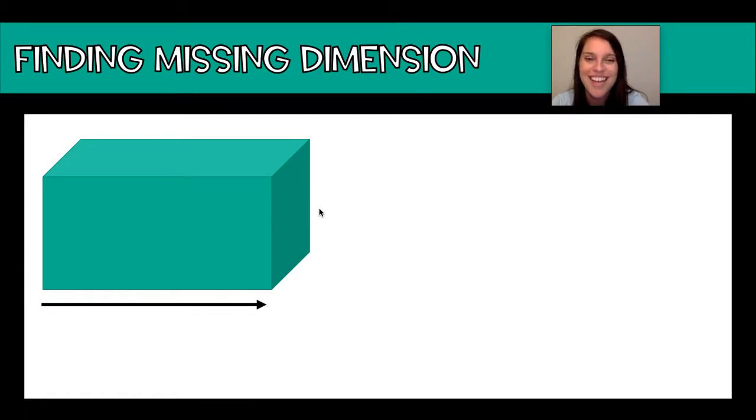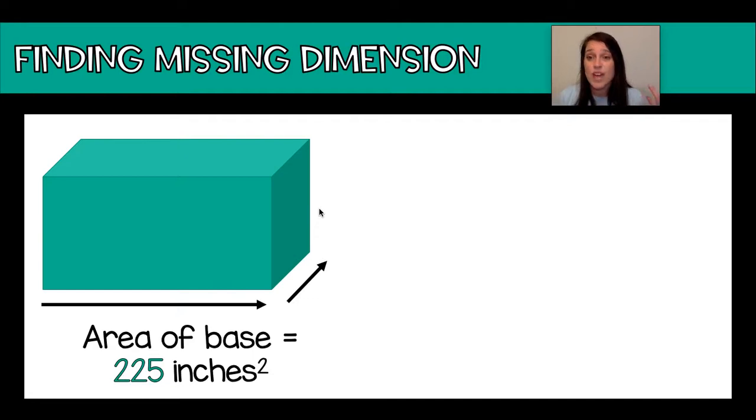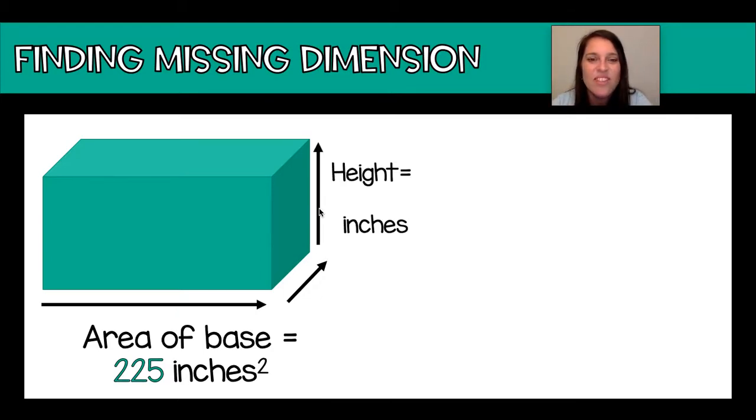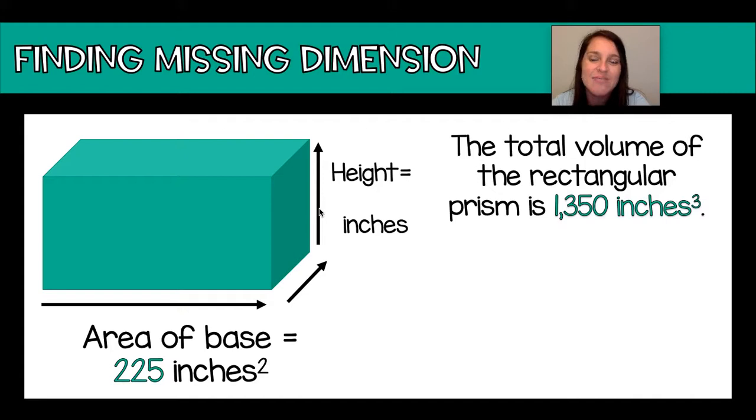This one has a missing dimension. What I mean by that is this time they give you the area. That is already calculated for you. Hats off to whoever did that. Secondly, they want to know what's the height. They're not going to give you that one. And lastly, they give you the total volume of the rectangular prism, 1,350 cubic inches. So you have the total volume and you have the base.